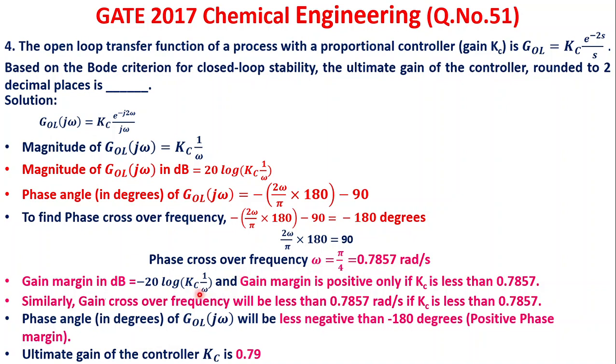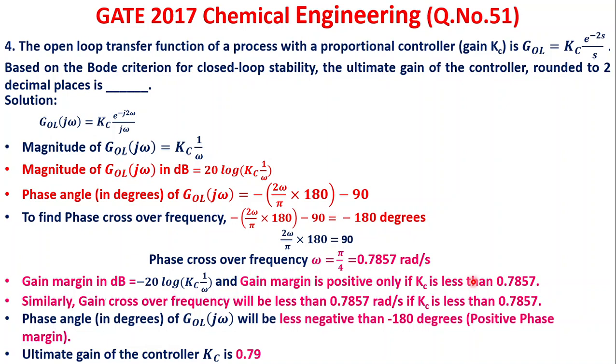Therefore, at the phase crossover frequency, the gain margin has to be positive, which means this logarithm of Kc by omega should be negative. When will the logarithm of something be negative? Only when that something is less than 1. Therefore, Kc by omega should be less than 1, so Kc should be less than omega. Therefore, only when Kc is less than 0.7857, the gain margin is positive. So, this is one thing.